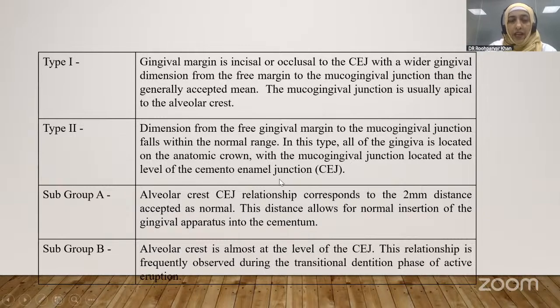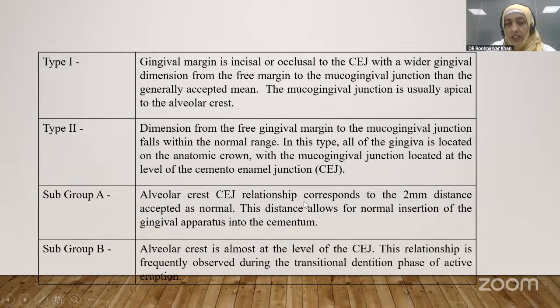So there are two types of gingival margin. Okay, type 1 and type 2. In this type 1 and type 2, again we have subgroup A or B. In type 1, the gingival margin is placed incisal or occlusal to the CEJ. In type 2, the dimension from the gingival margin to the mucogingival junction falls within the normal range. In this type, all of the gingiva is located on the anatomic crown with the mucogingival junction located at the level of CEJ. Then subgroup A includes alveolar crest.